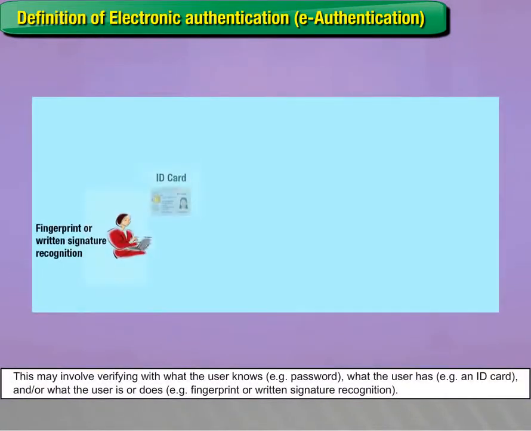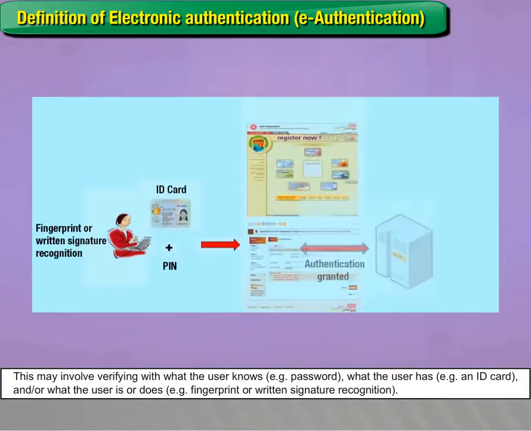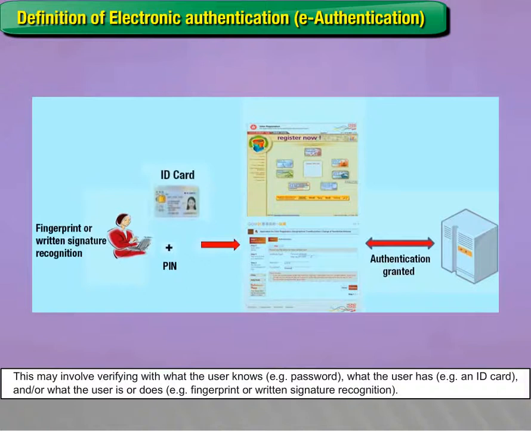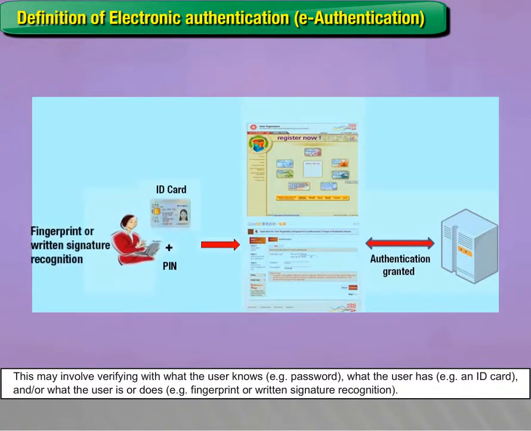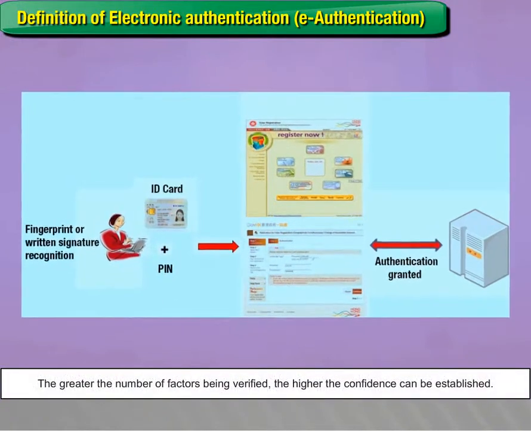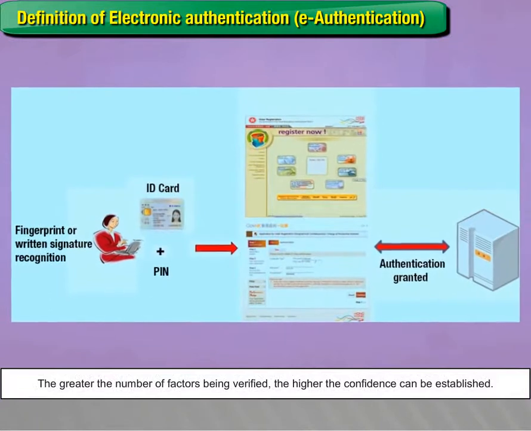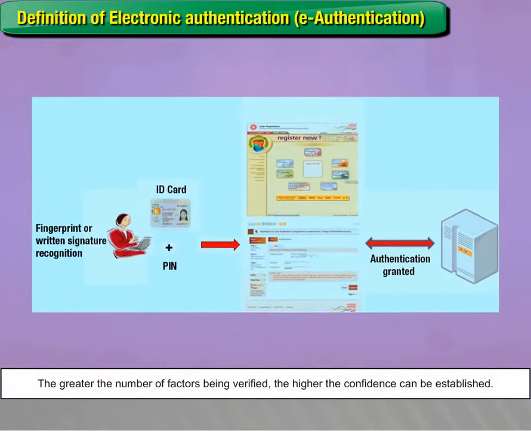This may involve verifying what the user knows, for example, a password, what the user has, for example, an ID card, and/or what the user is or does, for example, fingerprint or written signature recognition. The greater the number of factors being verified, the higher the confidence can be established.